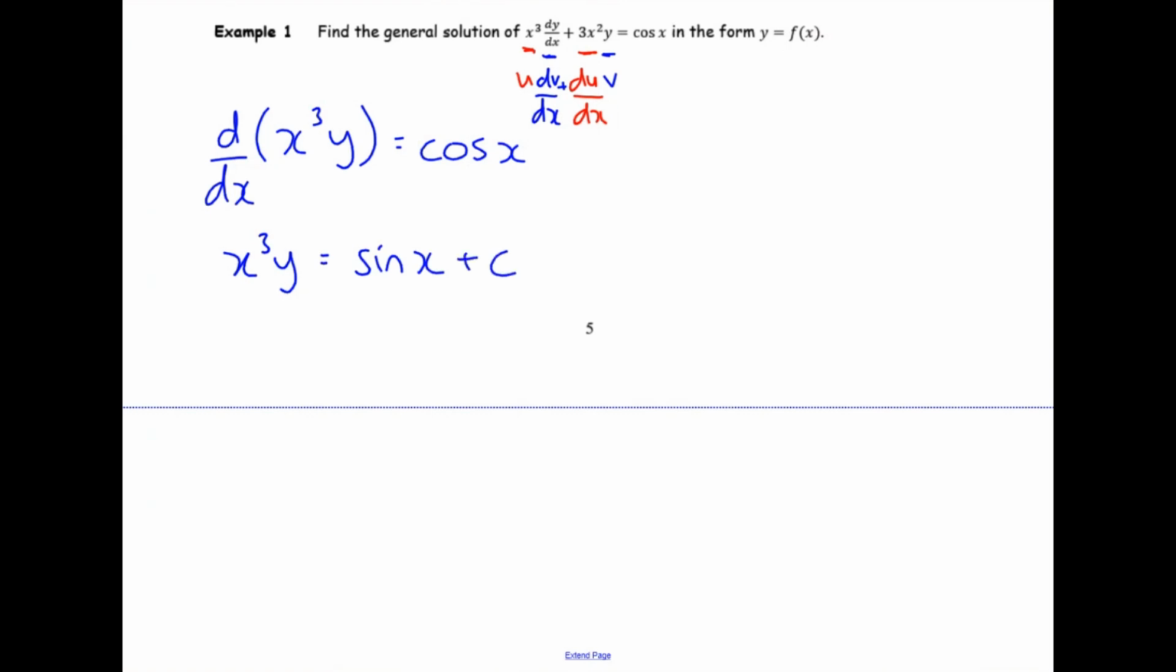The question asks for it in the form y equals f of x, so I'm going to divide through by x cubed. It's sin x plus c over x cubed. The plus c must be on the top of the fraction, it can't just be on the end here, because it's being divided by a variable rather than just a number.